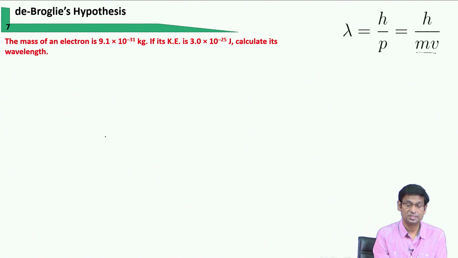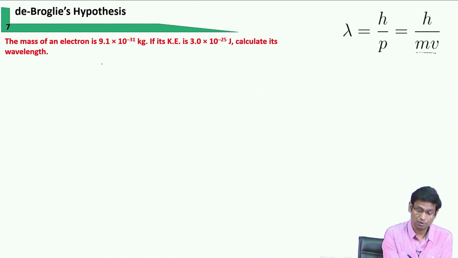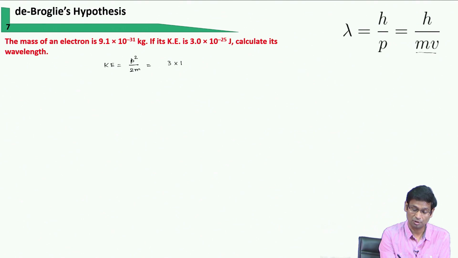So, this question concerns that. The mass of the electron we know, and its kinetic energy is given. Calculate its wavelength. We know that kinetic energy is p squared divided by 2m, where p is the momentum. This is given as 3 into 10 to the power minus 25 joules.